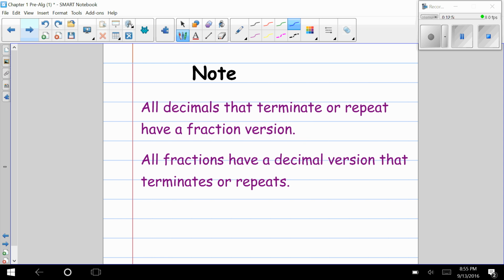So just a quick note, all decimals that terminate or repeat have a fraction version. And all fractions have a decimal version that terminates or repeats. So all rational numbers can be written as a fraction, or as a decimal that terminates or repeats.